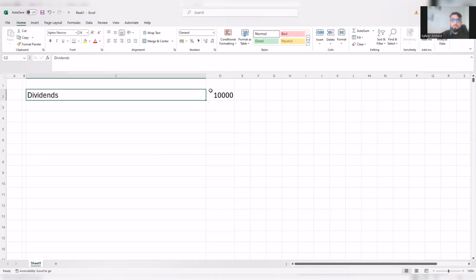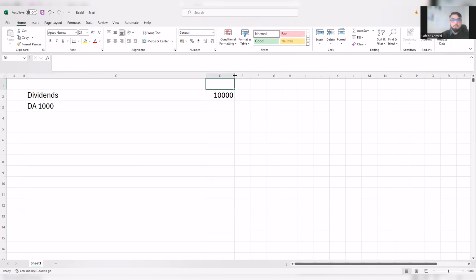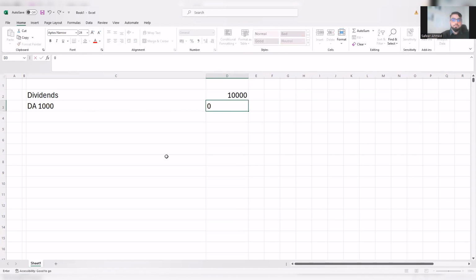So I just wrote down the dividends of 10,000. Now remember that there is a dividend allowance of 1,000, which is applicable to everyone in the UK if they receive some dividends, regardless of their taxable income or any other circumstances in that sense. So we know that on this 1,000, there won't be any tax, as this is covered by the dividend allowance.